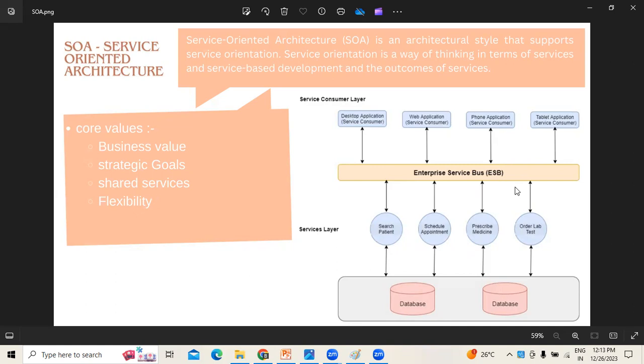So what these are, business values, strategic goals, all this I'm going to discuss with you in tomorrow's session. Clear to you? Yeah, Shiv, I had one question. Please go ahead, Raj.